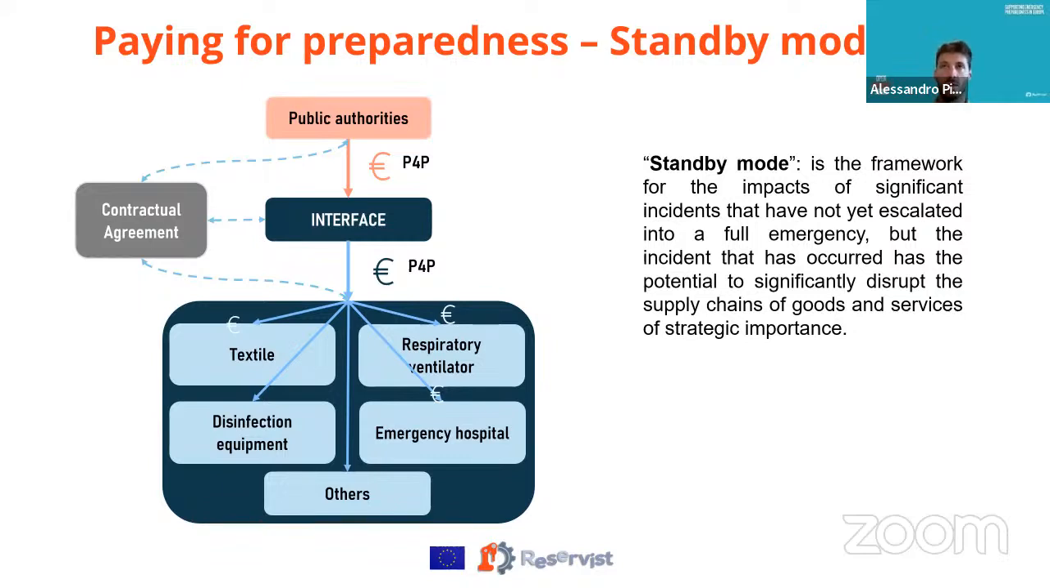The standby mode, as the name suggests, is the phase in which there is no emergency. At least there may be some bad situation that can produce an emergency, but at least there is no emergency. In this case, the public authorities or end users, as we call them, are in contact with the interface. The interface is a partner of the Reservist project that puts in contact the end user and the manufacturing company. The interface will just act to inform the various manufacturing companies, and the whole consortium, about the emergency and the probability that some products will be necessary in the future.